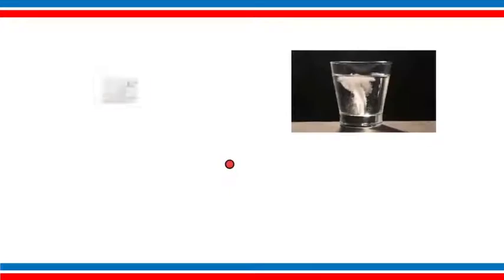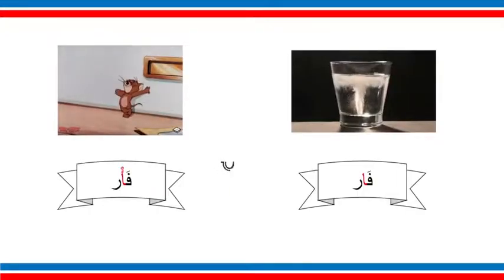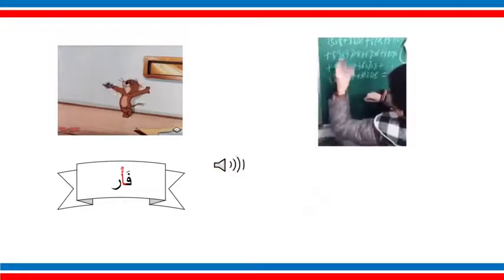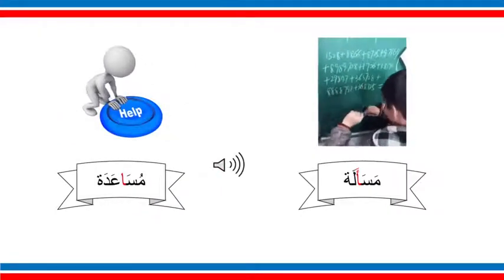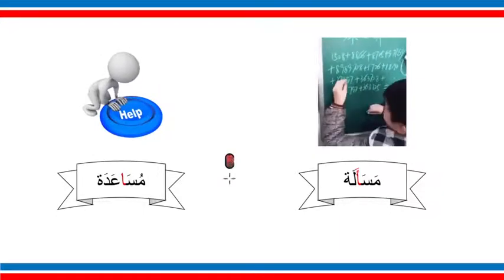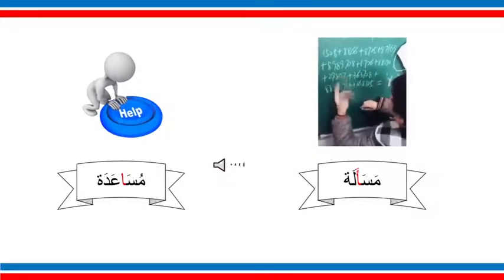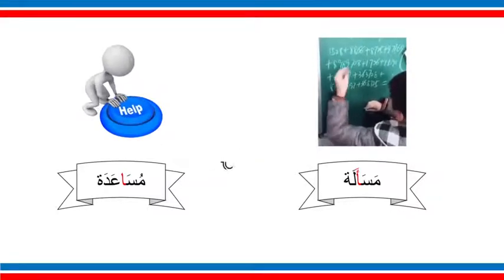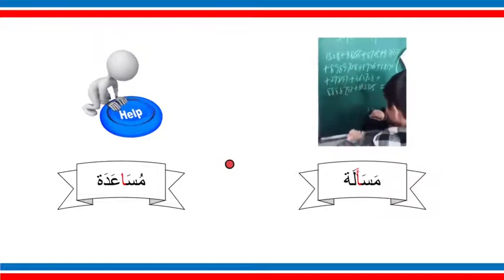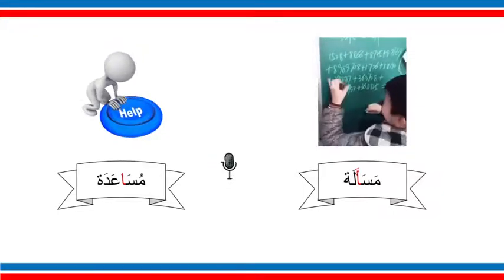Now we have these two pictures and these two words: فار and فأر. Which one is صوت قصير and which one is صوت طويل? Next we have مسألة and مساعدة. I want you to find which one is صوت طويل and which one is صوت قصير. Think. Now I will show you the answer, so if you want to think, you can pause the video.